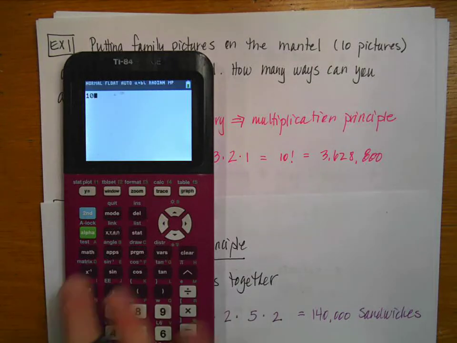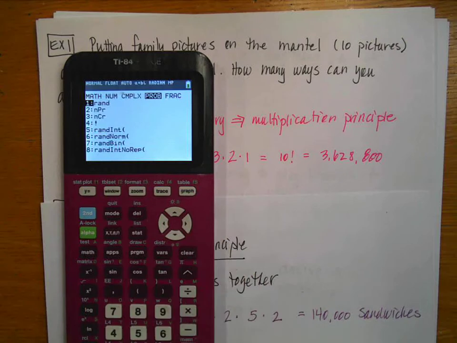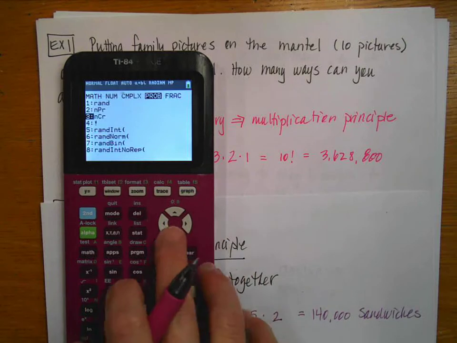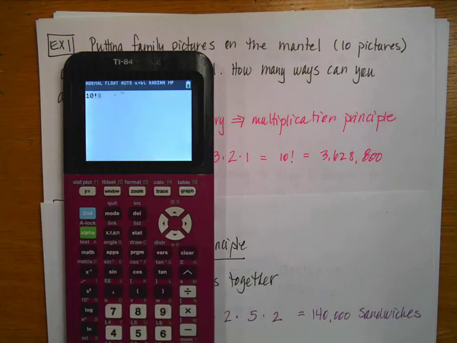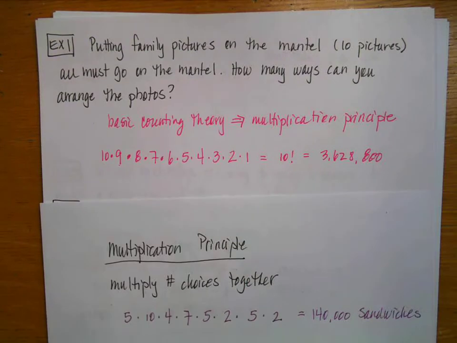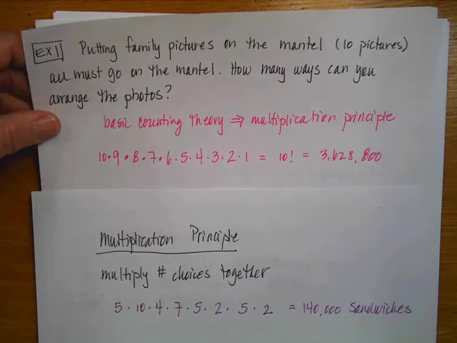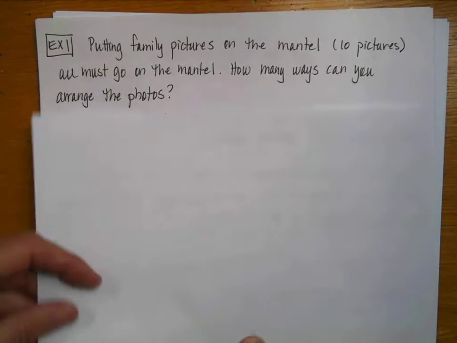You're going to do 10, and then you're going to use the math button. You're going to go to the right where it says probability, and you can see our cute little exclamation point right there. So now I have 10 factorial, and when I hit enter, I get 3,628,800. Alrighty, so that is how we would do that particular example and use our calculator to manage 10 factorial.